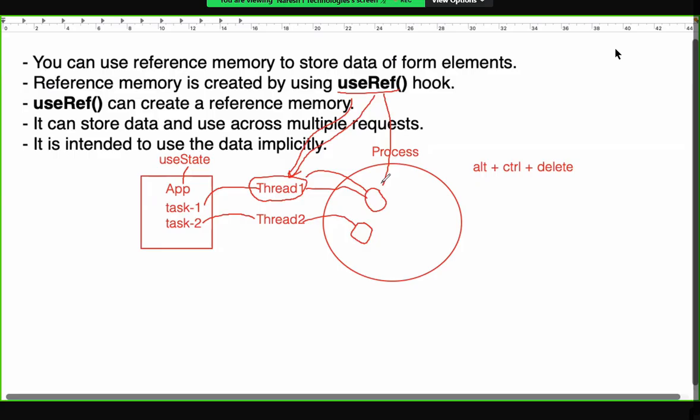What is the advantage of reference memory? It allocates memory which is intended to use data internally. It is not meant for presentation. If you want it for presentation, I showed you, we can use state: useState name, useState age. First example, we saw that. If you don't want to show the data, you just want to use the data, then we can use this reference memory. And how to access and use this reference memory, I will show you.